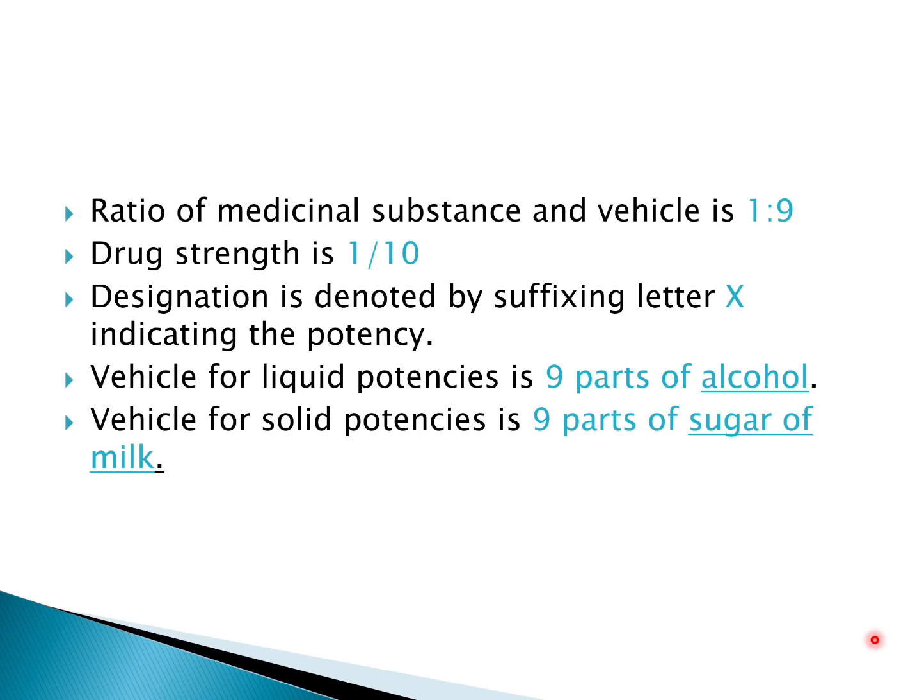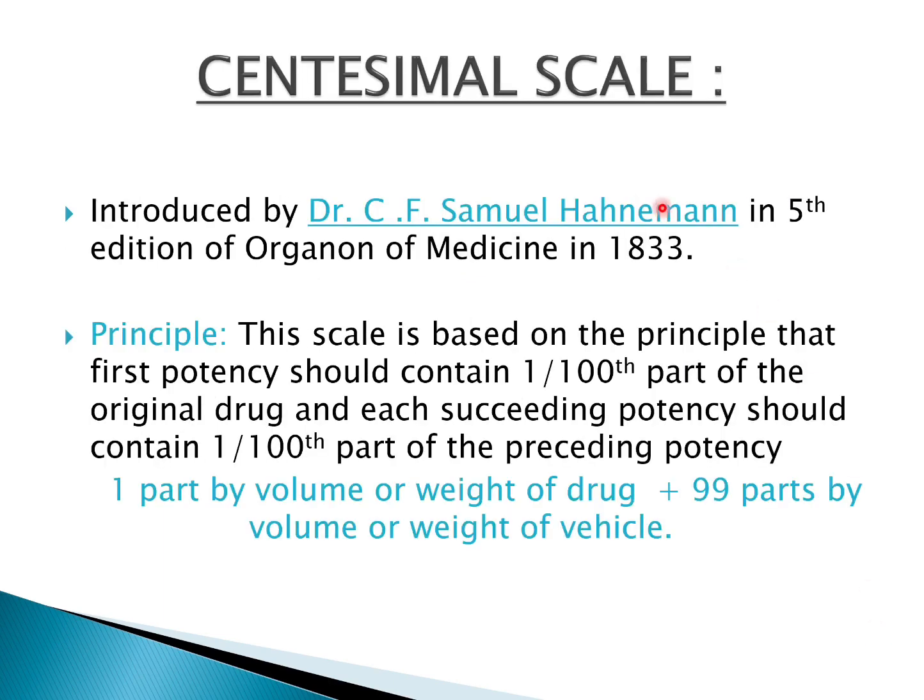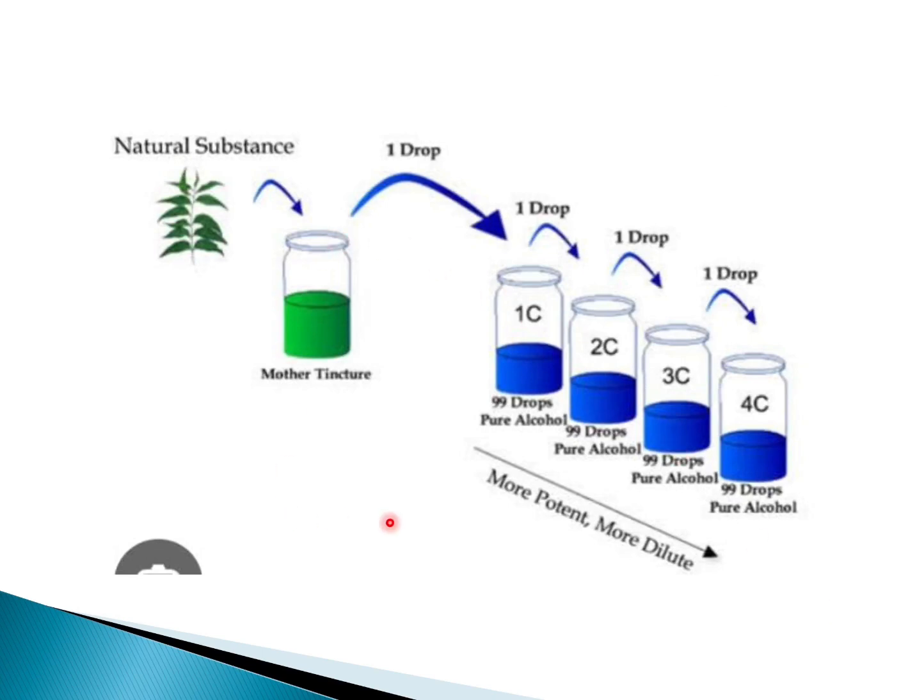And the centesimal scale was introduced by Dr. Samuel Hahnemann in the 5th edition of Organon of Medicine in 1833. It is based on the principle that the first potency should contain 1/100th part of the original drug, and each succeeding potency should contain 1/100th part of the preceding potency, that is 1 part by volume or weight of the drug and 99 parts by volume or weight of the vehicle. This is the picture showing the first potency in centesimal scale and the succeeding potencies from the previous potencies.